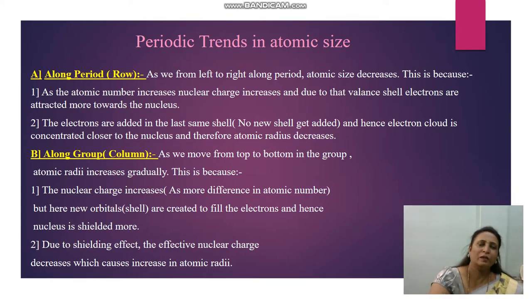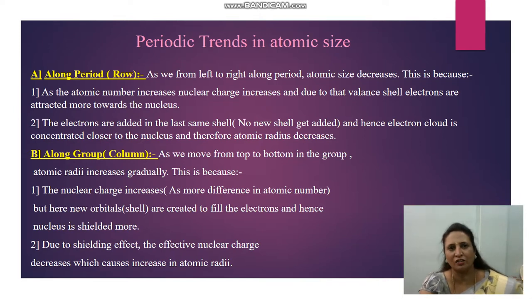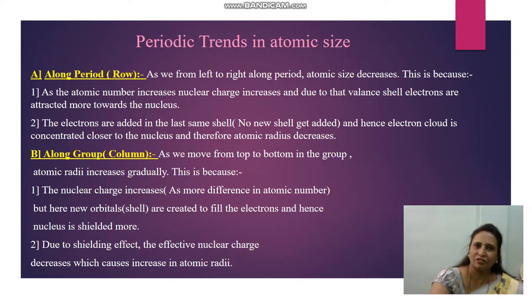Now along group, as we move from top to bottom, there is a tremendous change in atomic number. For example, hydrogen is having atomic number 1, lithium 3, sodium 11, potassium 19, and so on. So the change in atomic number is tremendous, and that's why number of protons and number of electrons also go on increasing. A new shell gets added at every stage of a group, and that's why distance from nucleus to the last valence shell goes on increasing.